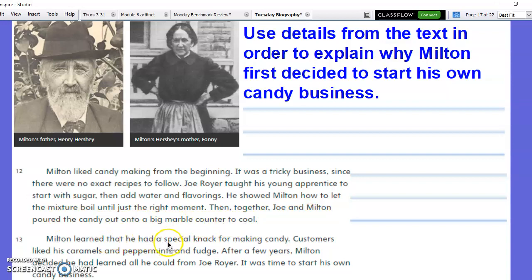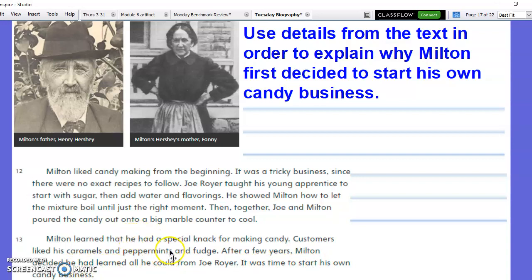Milton learned that he had a special knack for making candy. Customers liked his caramels and peppermints and fudge. After a few years, Milton decided he had learned all he could from Joe Royer. It was time to start his own candy business.